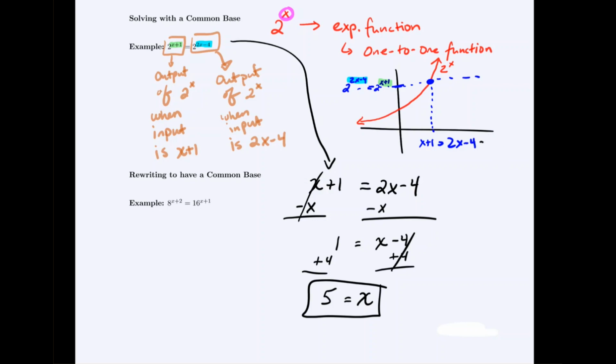Oh, sorry. When x equals 5, this is actually at 6 because 5 plus 1 is 6. 2 times 5 minus 4, also 6.